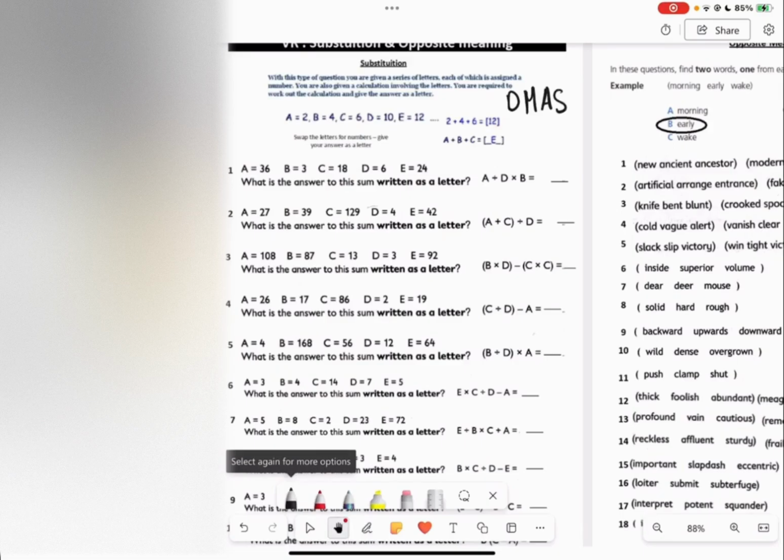So we take our value of A, which is 36, and then we divide it by our value of D, which is 6, and this equals 6. Then we do 6 times 3, which is 18. And 18 is C, so our answer will be C.